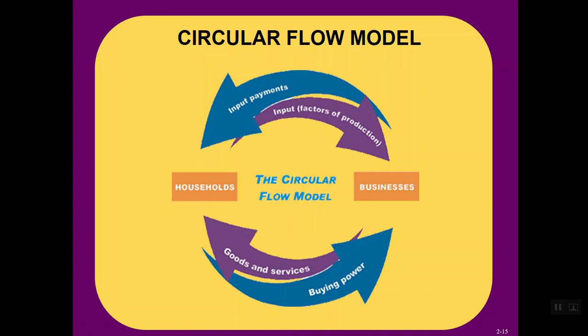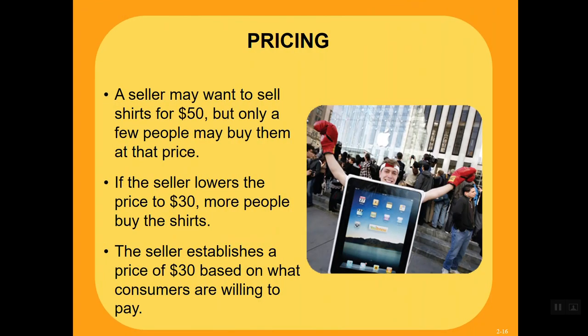So that's the circular flow model. Regarding pricing, here's an example. A seller may want to sell shirts for $50, but only a few people may buy them at that price. But if the seller lowers the price to $30, more people will buy the shirts. So these are given pieces of information. The seller then establishes a price of $30 based on what consumers are willing to pay.